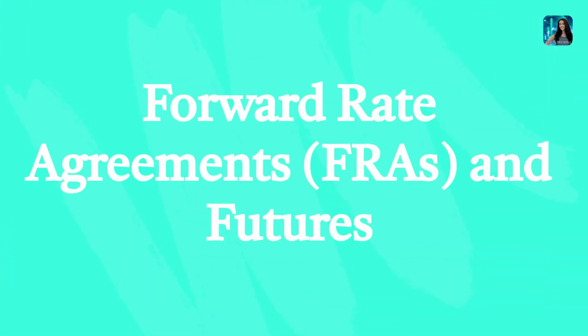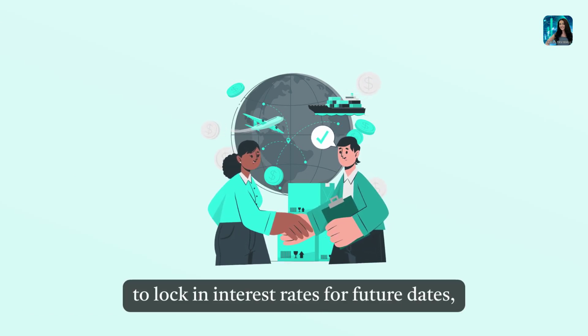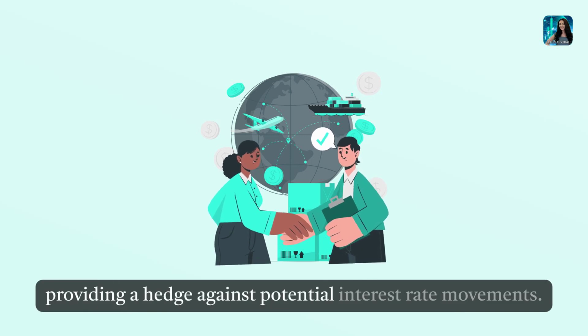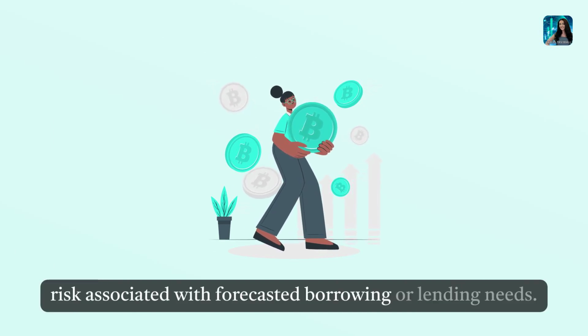Forward rate agreements, FRAs, and futures. Forward rate agreements and futures contracts allow institutions to lock in interest rates for future dates, providing a hedge against potential interest rate movements. These instruments can be used to manage the risk associated with forecasted borrowing or lending needs.